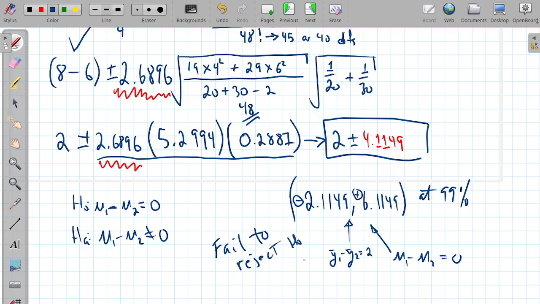Or we could summarize by saying that we have a measured difference of 2 units, along with a margin of error of 4.1 units, the lower bound of negative 2.1 and an upper bound of 6.1 at 99% confidence. It's certainly plausible that the true value of the difference of the mean values is 0. And that's how we do that.